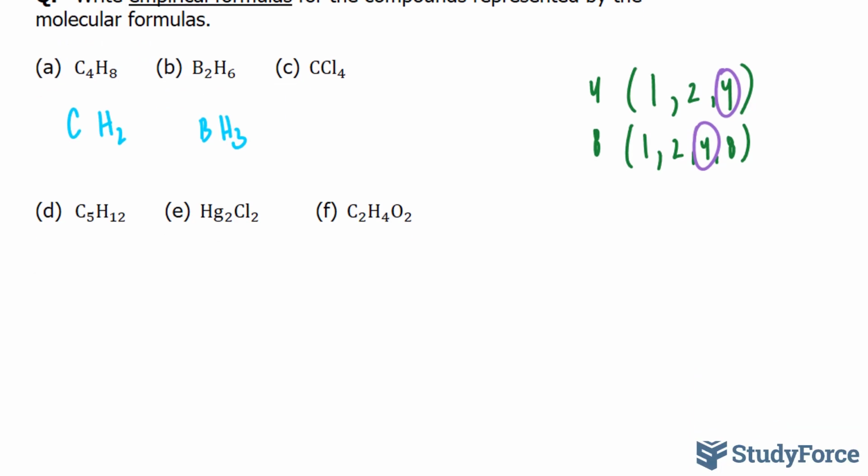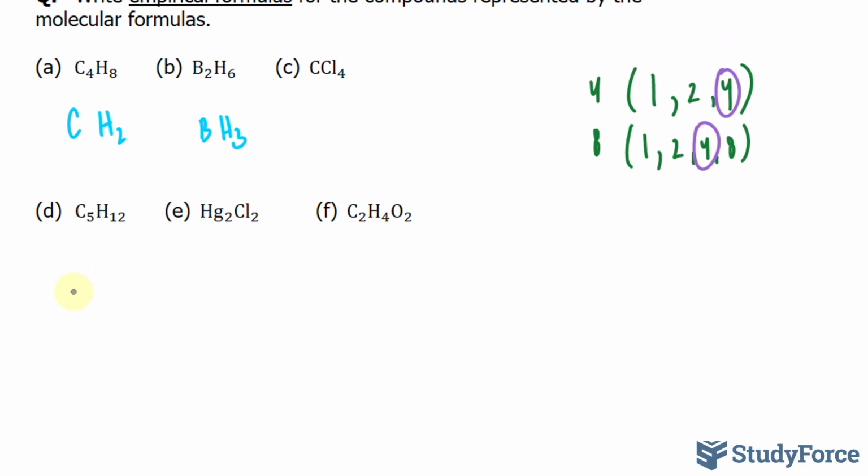In part D we have C5H12. Neither of these subscripts, 5 and 12, have any factor in common. So that trick I told you earlier, where you divide by the lowest number, won't work in this situation. Therefore, the molecular and empirical formula are the same in this compound.